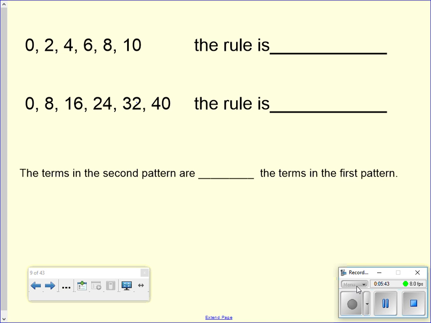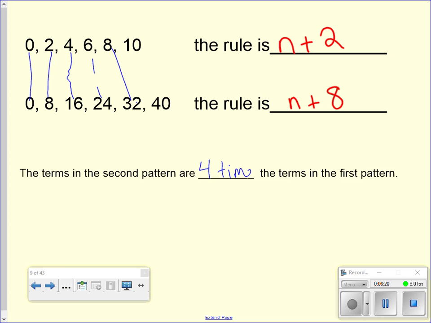Okay, I want you to pause the video, find the rule for both patterns, and then see if you can find the relationship between the two patterns. The rule for the first pattern is n plus 2. The rule for the second pattern is n plus 8. So now, what are the relationships between the corresponding terms? And I'm noticing that the first rule times 4 gives me the corresponding terms. So the terms in the second pattern are 4 times the terms of the first pattern.